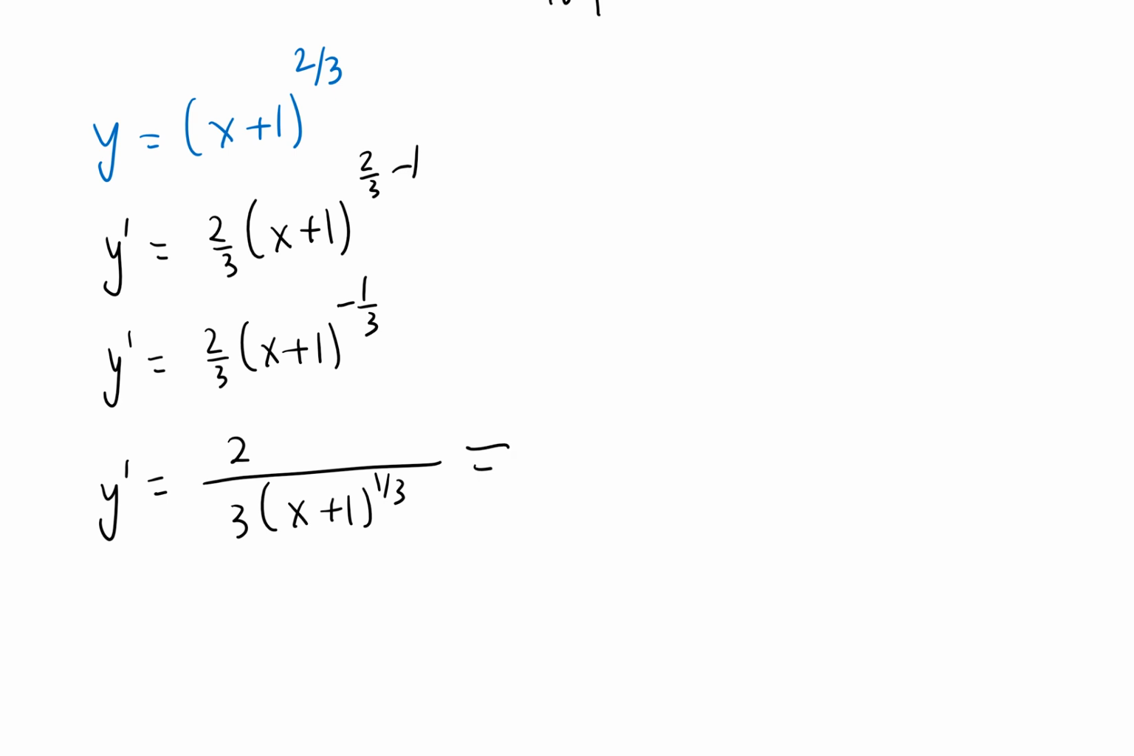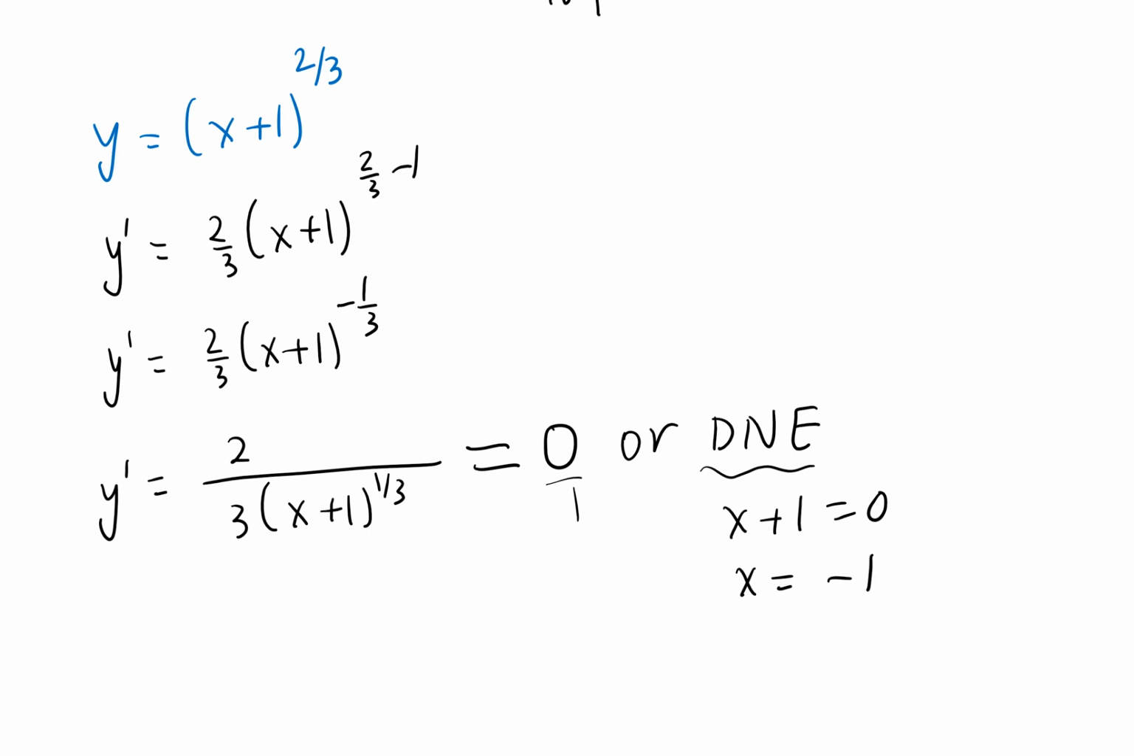When is this going to be 0? That's how we get the critical numbers: either equal to 0 or does not exist. Equal to 0, you get nothing, because if you cross multiply, you get 2 equals 0. But for does not exist, that's when the denominator is 0. That's when x equals -1. So this is called a critical number for the graph.